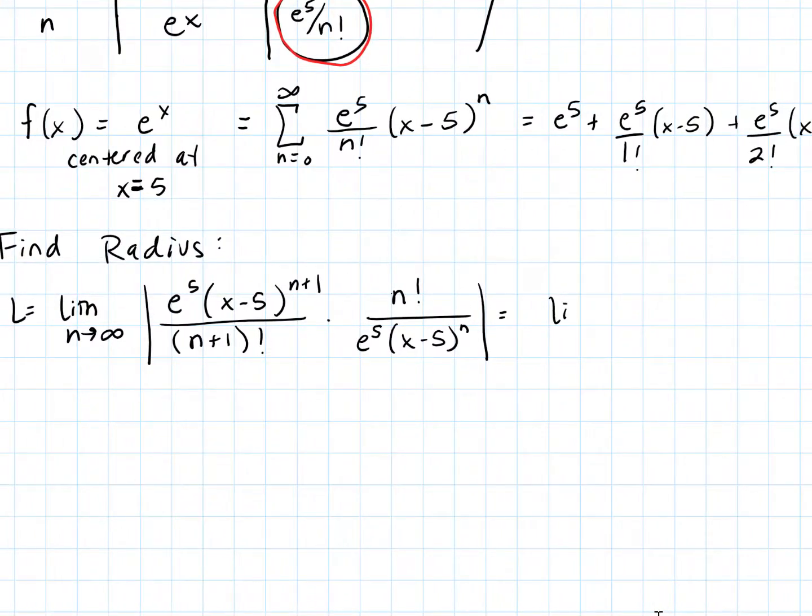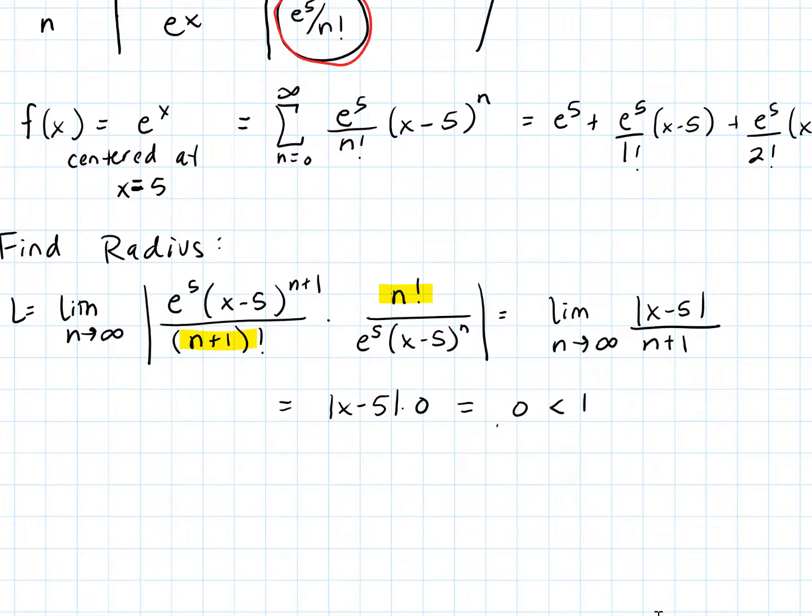We're going to get reduction here. This is going to be the limit as n approaches infinity of all kinds of reduction. We're going to end up with just (x minus 5) over n plus 1, because when we look at the canceling of those factorials, there's going to be one extra factor in the (n plus 1) factorial in the denominator, so n plus 1. This is going to end up being the absolute value of x minus 5 times 0, which of course is 0, which is less than 1 always.